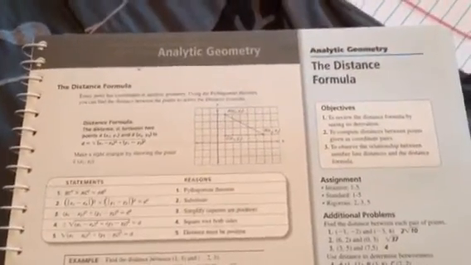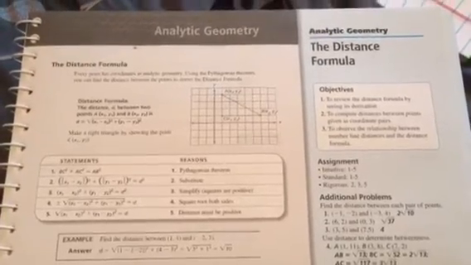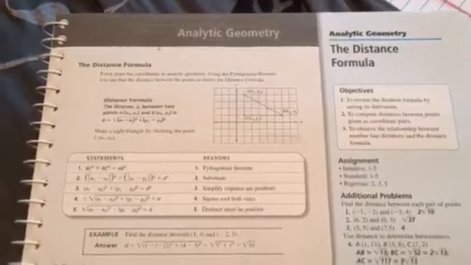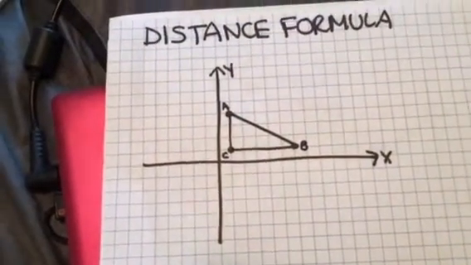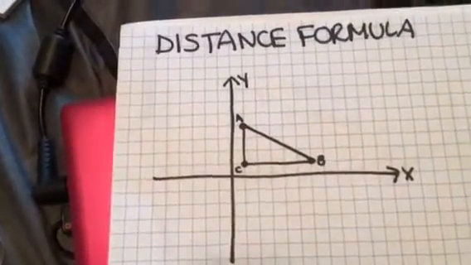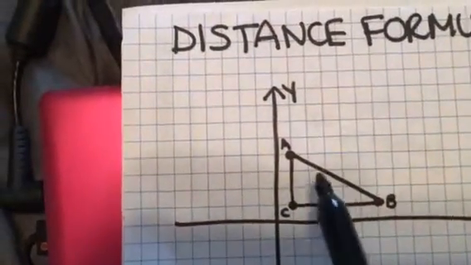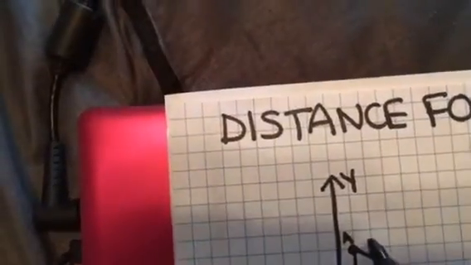Hi guys, I am going to try to explain the distance formula using my phone. So what I've done is here is the original page out of your book, and I have copied parts of that over here onto another piece of paper. So I've got the graph, and I'm going to label, and I've got the triangle with points A, B, and C.